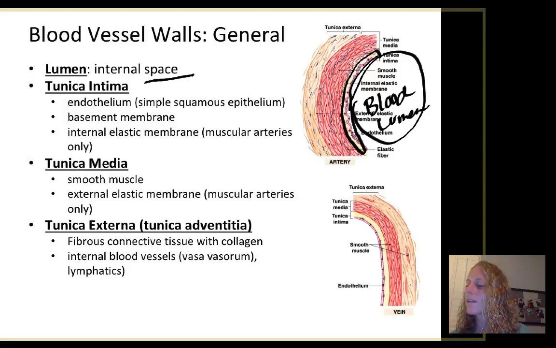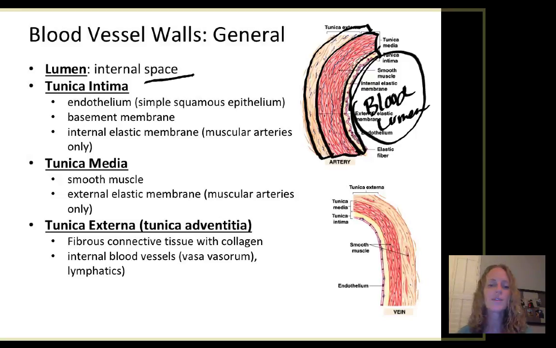After that, we have the layer of smooth muscle, which is the tunica media. There will be an external elastic membrane for muscular arteries here as well. Finally, the last layer of the blood vessel wall is the tunica externa, which is also referred to as the tunica adventitia. This is fibrous connective tissue with collagen, and it has its own layer of internal blood vessels, the vasa vasorum, and its own set of lymphatics.